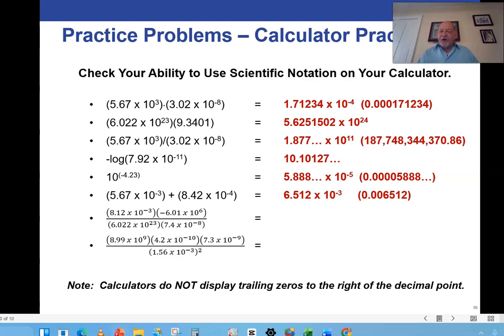Remember, every number on the bottom of that dividing line, every number in the denominator is divided individually. You divide by 6.022 times 10 to the 23, and you divide by 7.4 times 10 to the minus 8. Otherwise, you will not get the correct answer. The calculator doesn't know that you're still on the bottom. You have to tell it, oh, this is another number on the bottom. I'm dividing by this number, and I'm dividing by this number. And if there's a third one, you're dividing by that number.